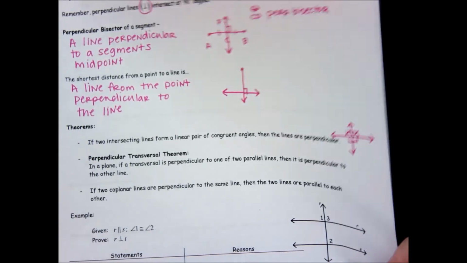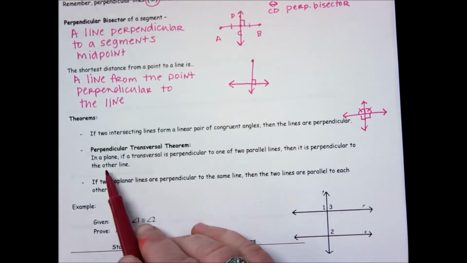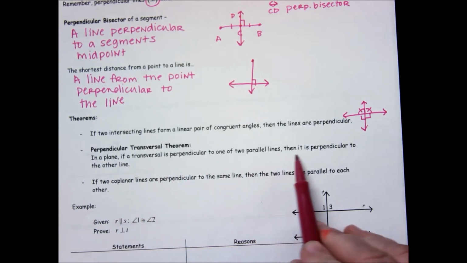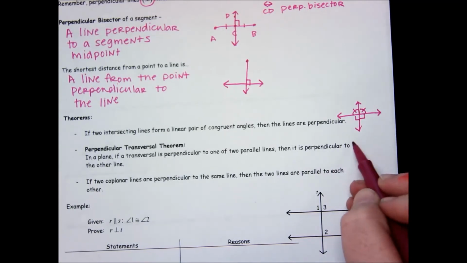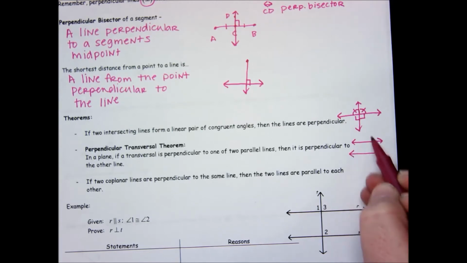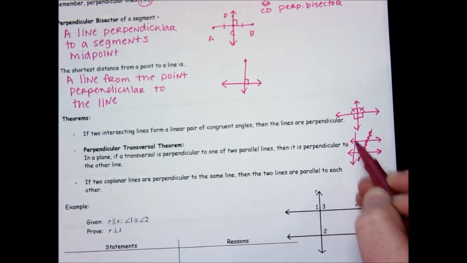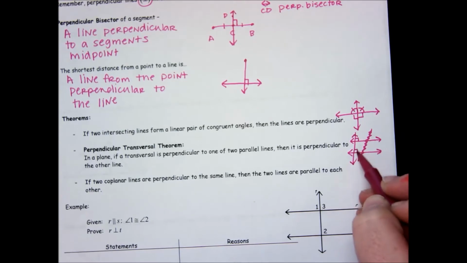The next theorem is the perpendicular transversal theorem. It says in a plane, if a transversal is perpendicular to one of two parallel lines, then it's perpendicular to the other line. So in this case, if I have a set of parallel lines, and this is my transversal, if it's perpendicular to the top line, it's got to be perpendicular to the bottom line.